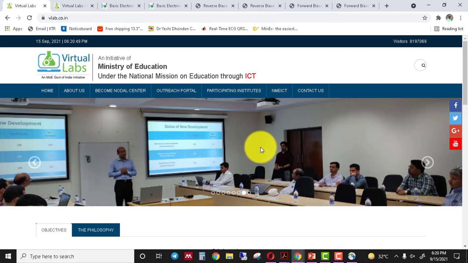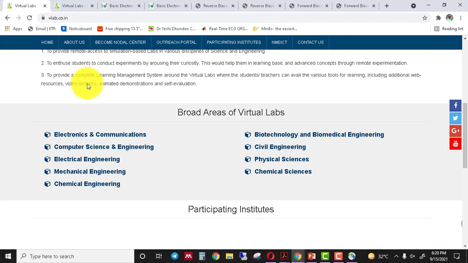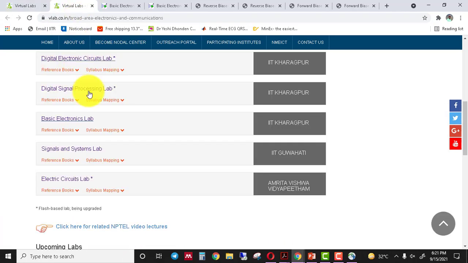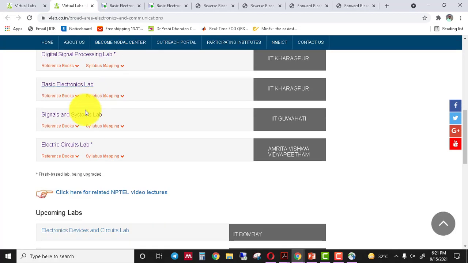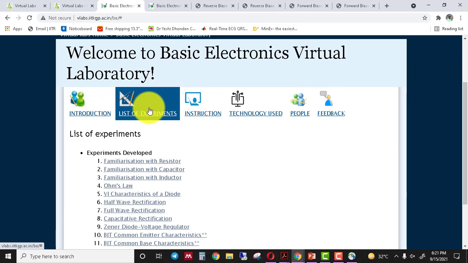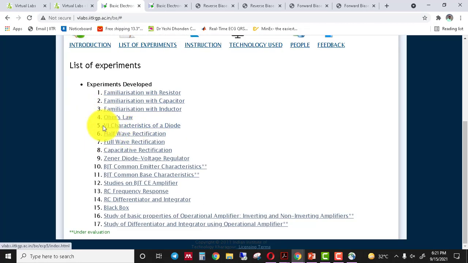First of all, I will give you a quick review of how to access the Basic Electronics Virtual Laboratory. You have to visit the official website of Virtual Lab, that is vlab.co.in. After that, go to the broad area of Virtual Lab and click on the Electronics and Communication domain. Under this domain there are 14 to 15 labs, and you have to click on the Basic Electronics lab. This is the home page of the Basic Electronics Virtual Laboratory. Here you have to click on the list of experiments, and go to experiment number 5, that is the VI characteristics of diode circuit.